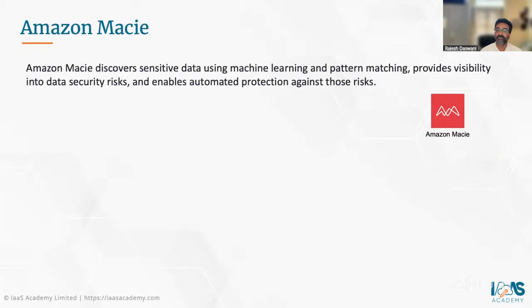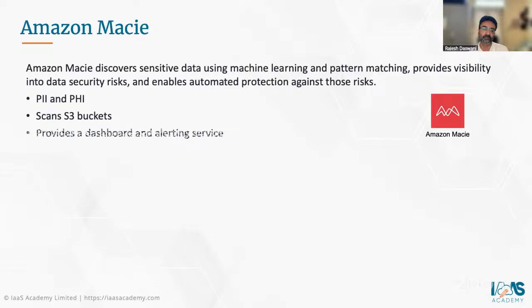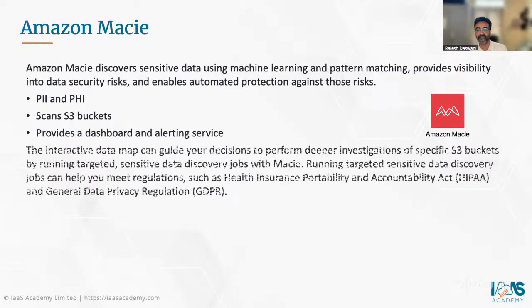Next, I want to talk to you about Amazon Macie. Now, this is a security service that helps you detect risks in your S3 environment against things like personally identifiable information and personal healthcare information. It can scan S3 buckets and provide dashboard and alerting services, and gives you an interactive map to help guide your decisions to perform deeper investigations on specific S3 buckets by running targeted sensitive data discovery jobs.